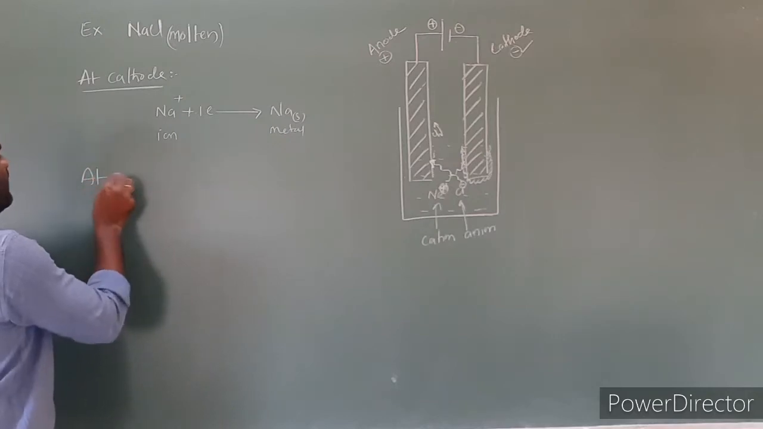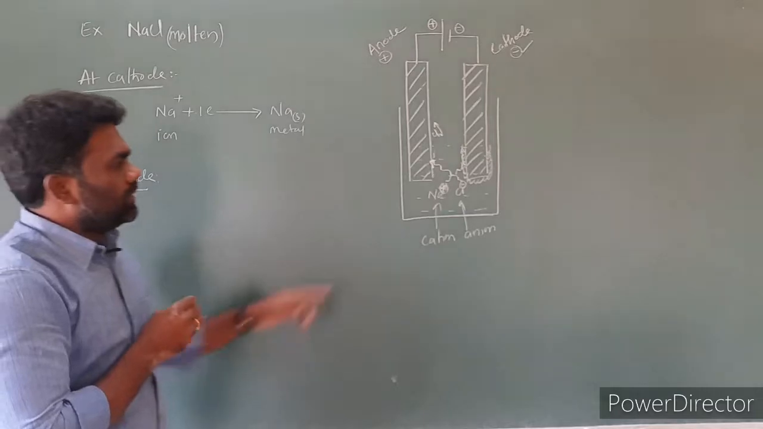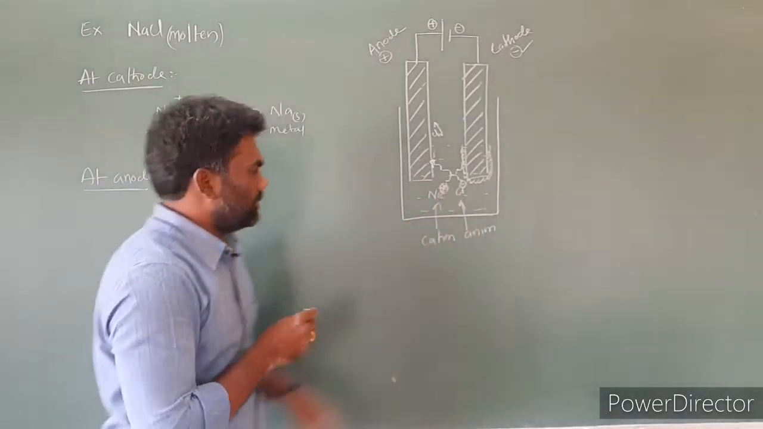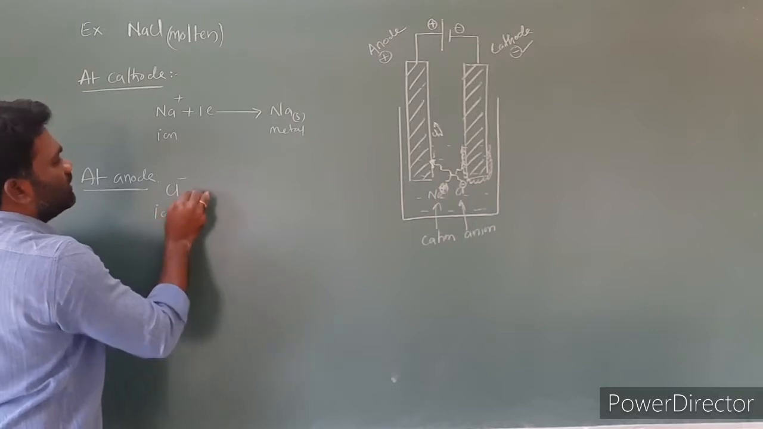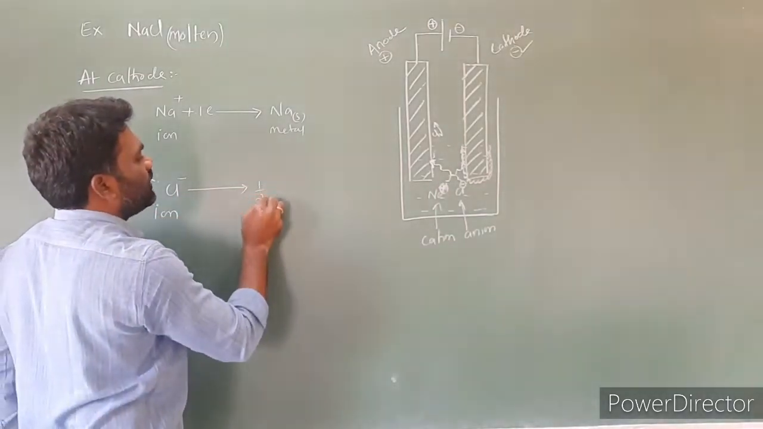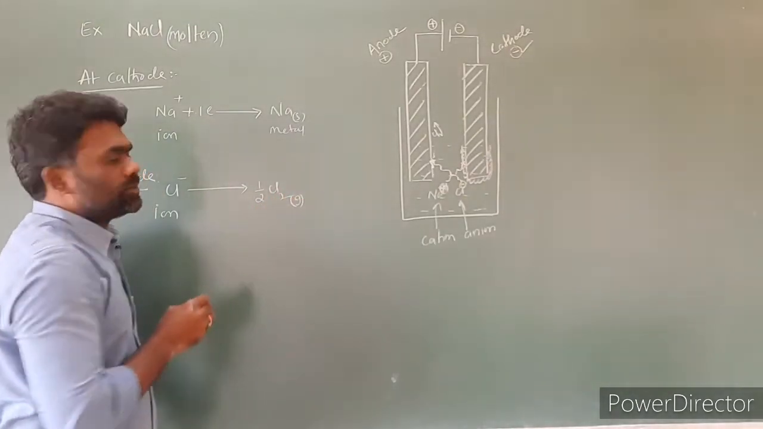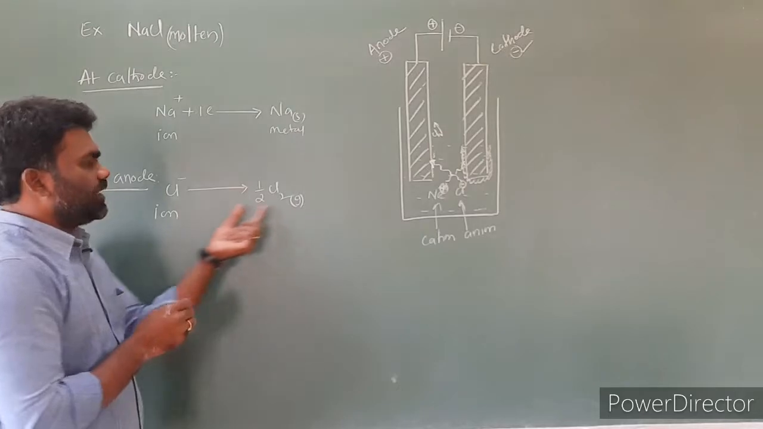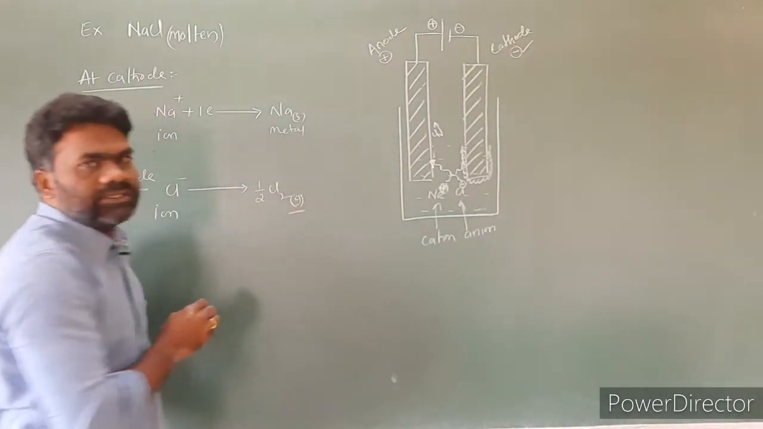Next, the reaction at the anode. Here we have Cl-, the anion. The Cl- ion loses one electron, converting into half Cl2. This is the chlorine gas. So the Cl- ion converts into its elemental form, chlorine in the gaseous state.